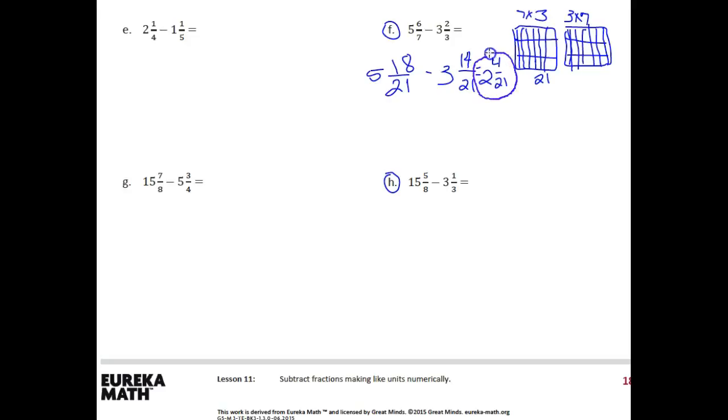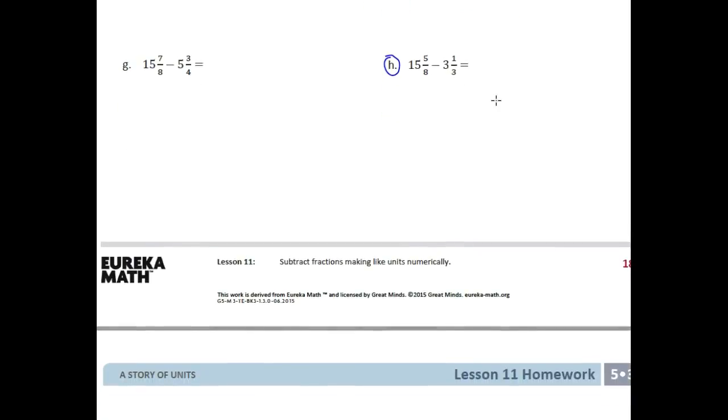And then if you look at that, you can see right there that this is an even number, 4. 21 is an odd number. So I can't divide them both by 2. I know that 3 goes into 21, but 3 doesn't go into 4 evenly. So that's our answer. Let's take a look at the next one.